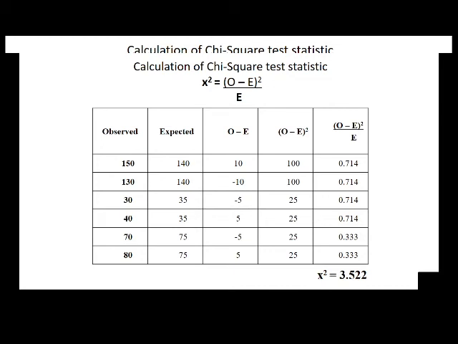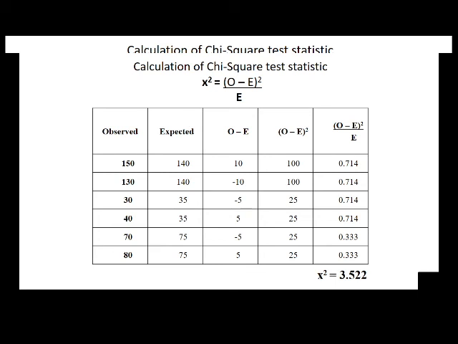Again, for the observed frequency 130 minus 140, we get minus 10, and squared we get 100. Then 30 minus 35 is minus 5, and O minus E square is 25. O minus E square divided by E gives 0.714 in each of these cells. Next, 40 minus 35 gives 5, O minus E square is 25, and divided by E we get 0.714.